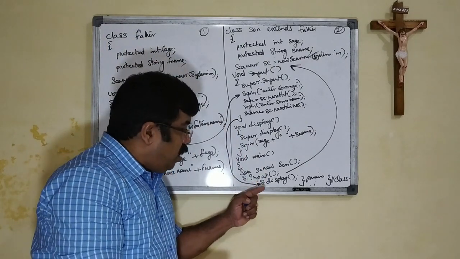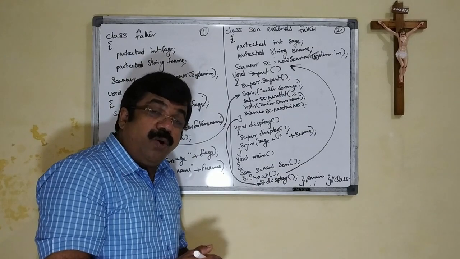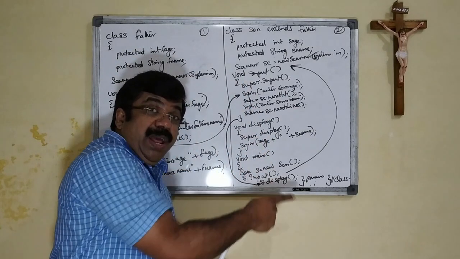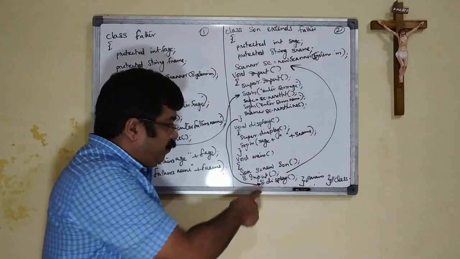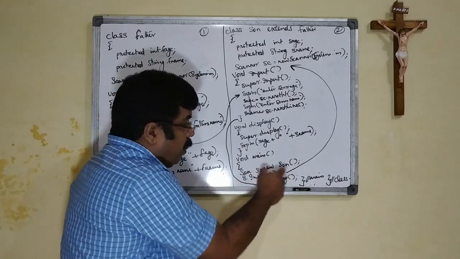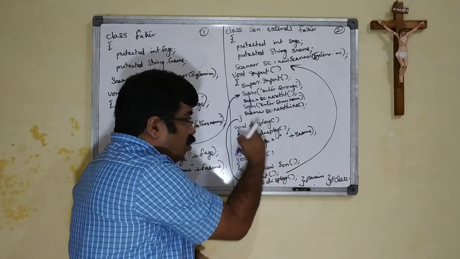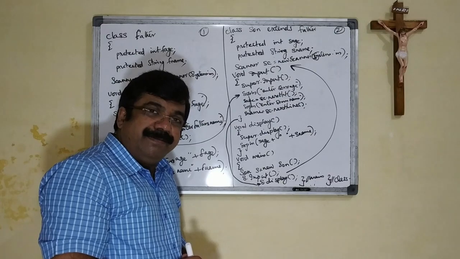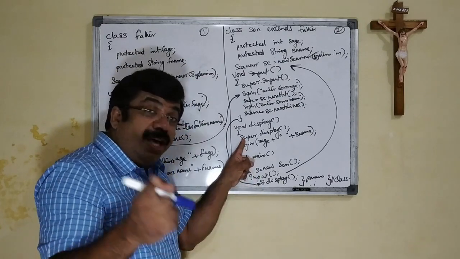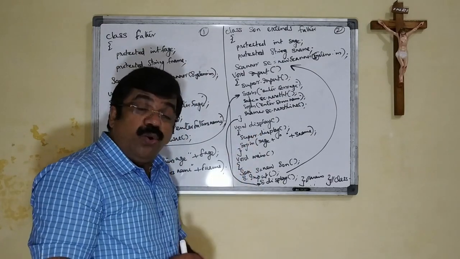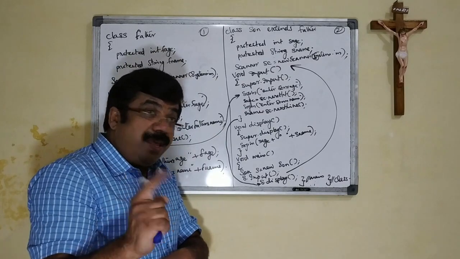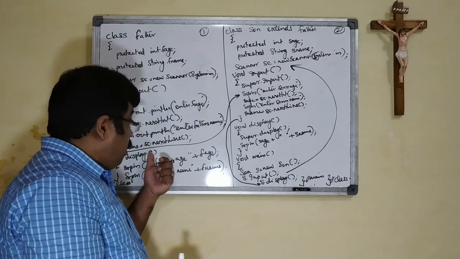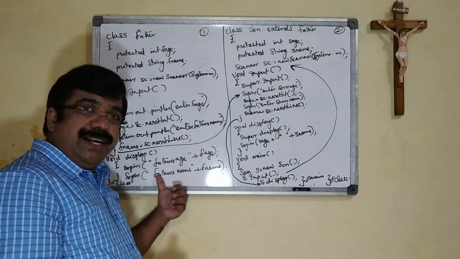Let us see what is there. s.display. What is s? s is the object of the derived class, the current class. Okay, s.display. The call will go to the display function of the current class. Okay, there we can see one keyword, super.display. What is going to happen? We are going to execute the base class display function.